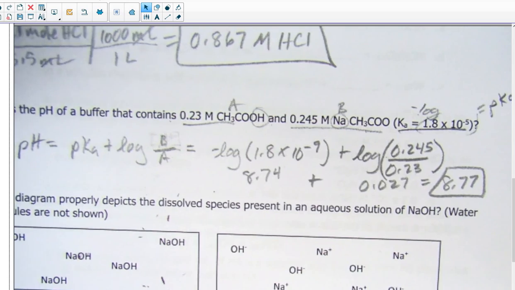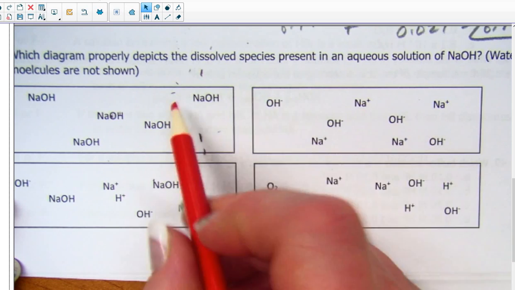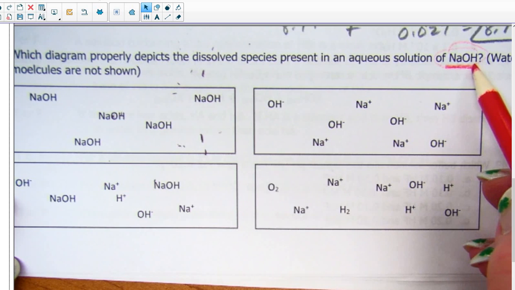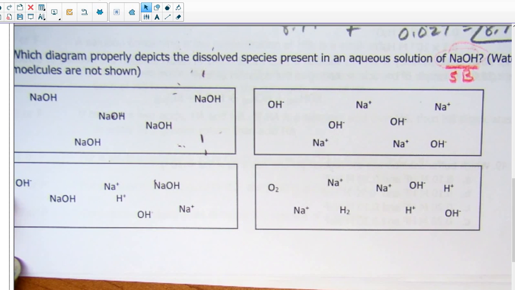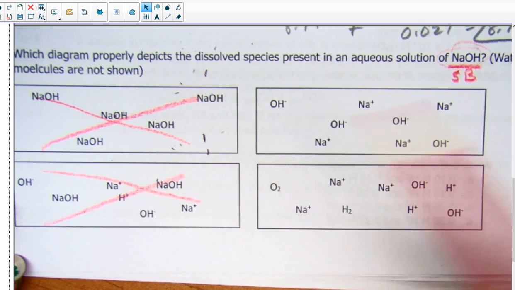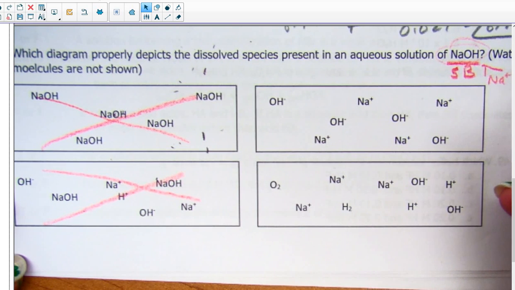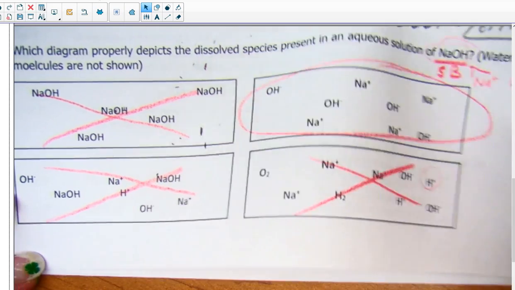Okay, which of the following diagrams properly depicts the dissolved species of NaOH? You had a lot of these in your homework problems. NaOH is a strong base. Because it's a strong base, it will totally dissociate. So we should have no NaOHs together. Because there's NaOHs together here, that's not a possibility. Same here. Now it's between these two. When NaOH dissociates, we get Na plus and OH minus, and that's it. This one has H pluses in it, so we cannot have that. So final answer is that one.